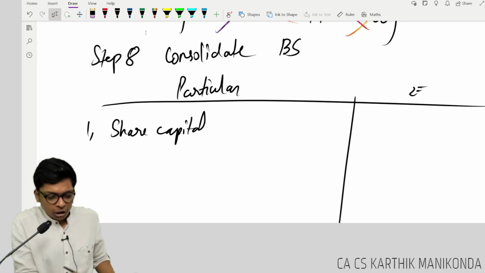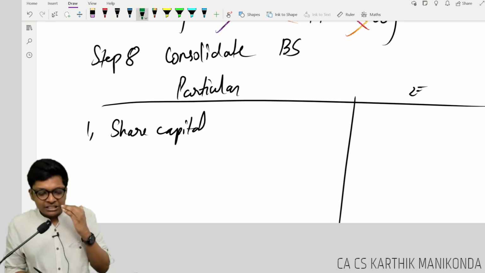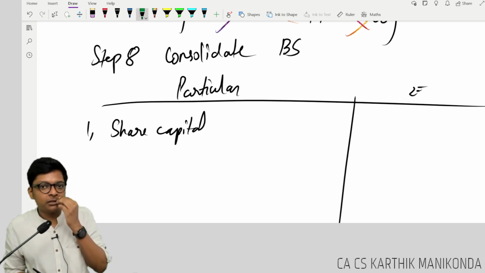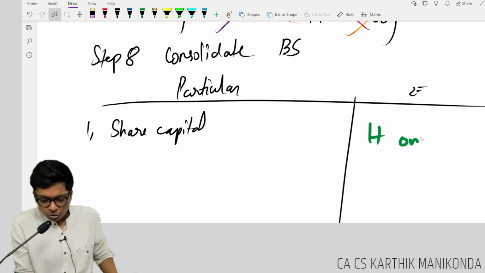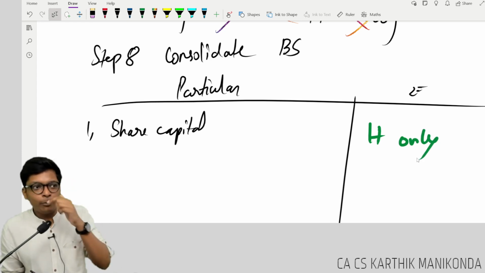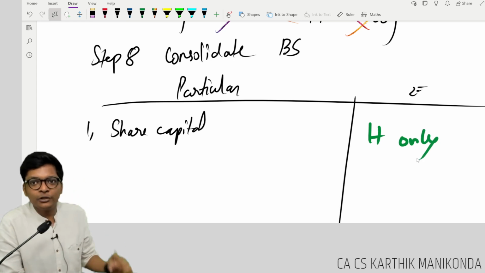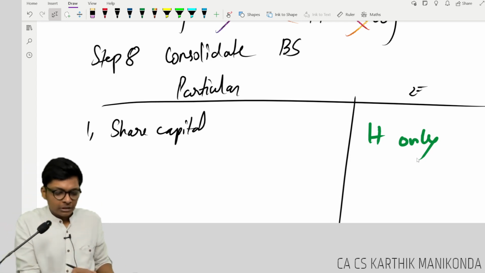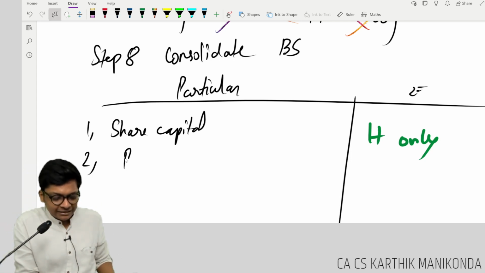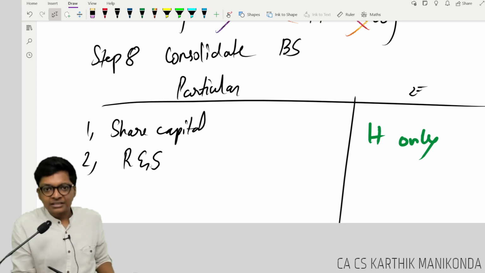Share capital. Now follow very carefully. Share capital is whose share capital? Right here, H only. Correct? In the amount column, don't write the amount. I am giving you the template. H only. Correct? Next, item 2 is reserves and surplus.